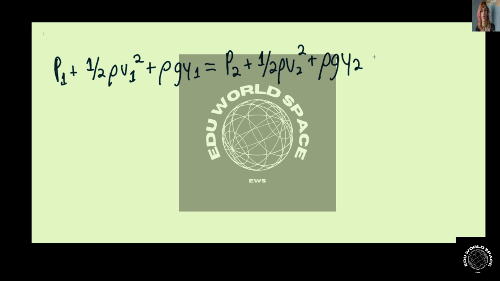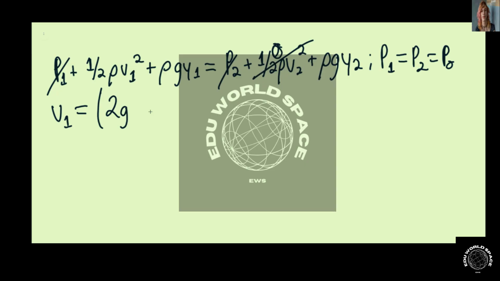And we know that the pressure at 1 equals the pressure at 2 equals the atmospheric pressure. So these cancel out. The speed of the liquid at the top is 0, so this term is eliminated. And so we find that v sub 1 is just going to be 2 times g times h sub 2 minus h sub 1, all to the 1/2 power.